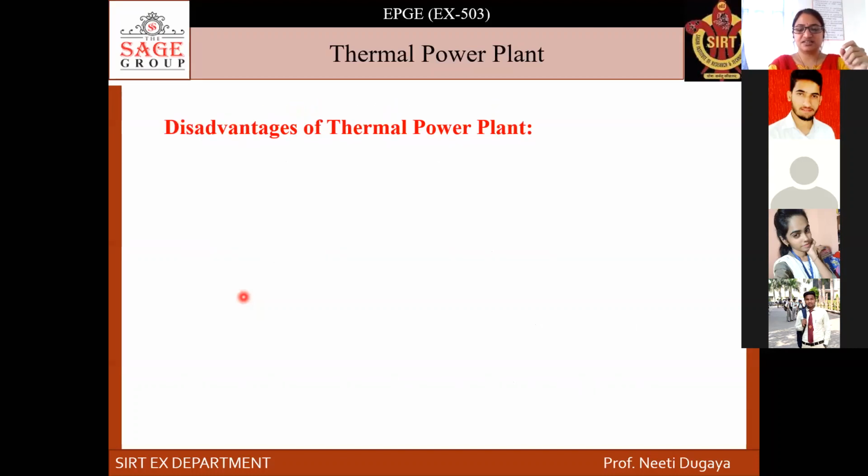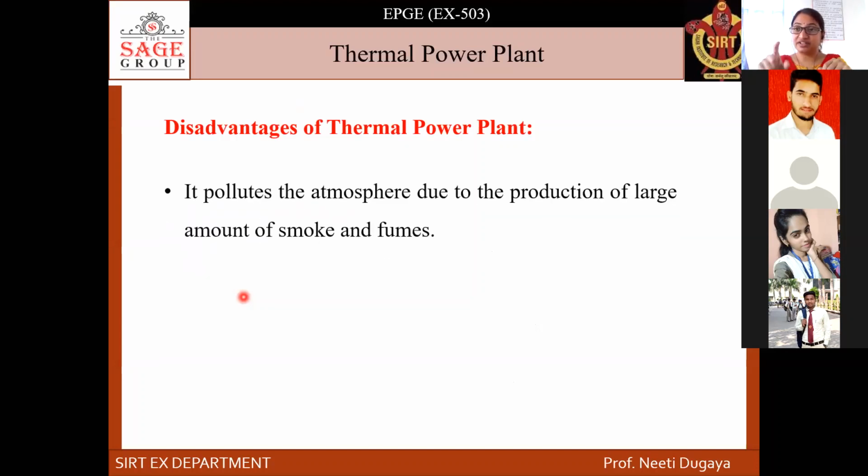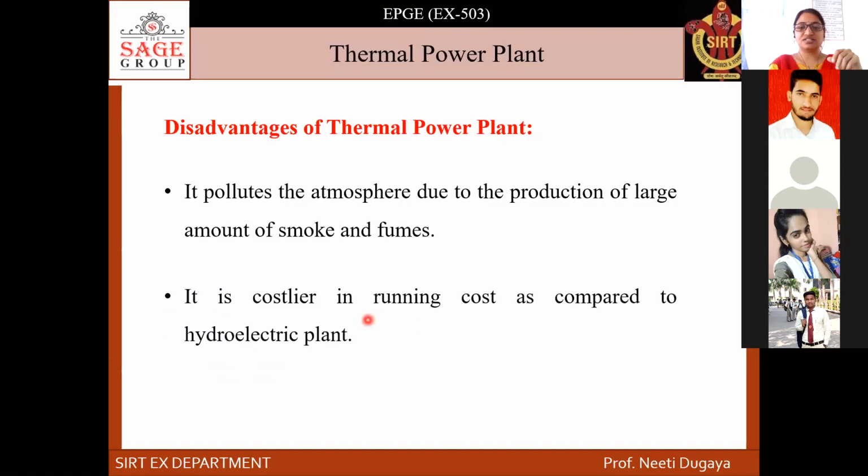Let's discuss the disadvantages of thermal power. Very few disadvantages, but they are very prominent, like it pollutes the atmosphere due to the production of a large amount of smoke and fumes. This is a very hazardous thing. थर्मल पावर प्लांट से सबसे ज्यादा पोल्यूशन होता है, so it pollutes the atmosphere due to production of a large amount of smoke and fumes, and next it is costlier in running cost as compared to the hydroelectric power plant.